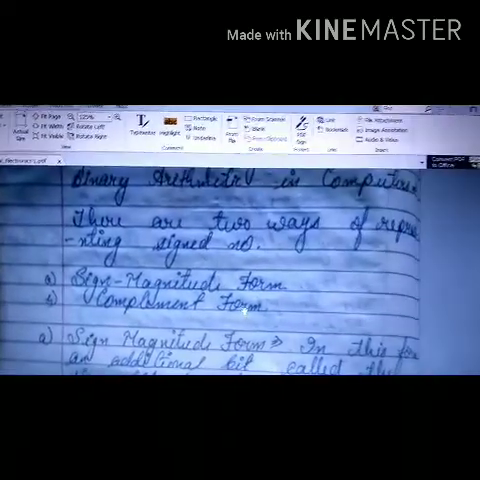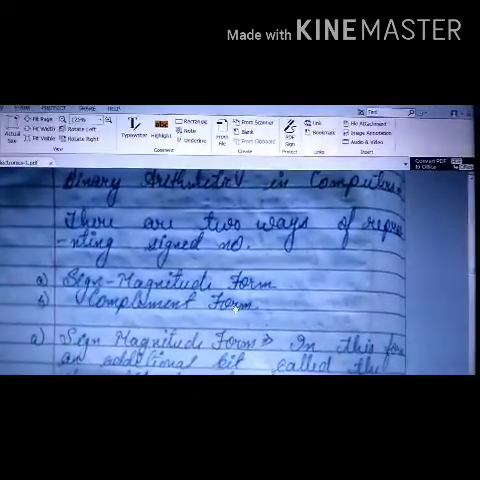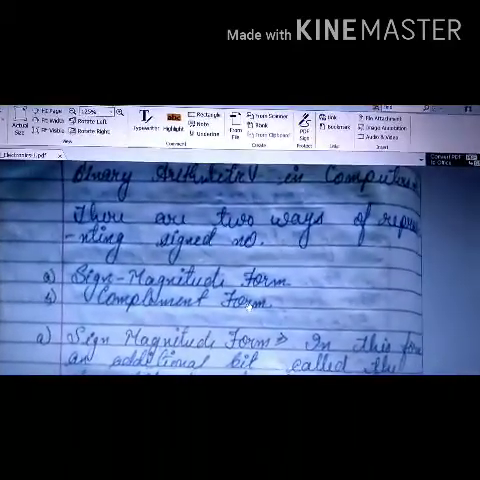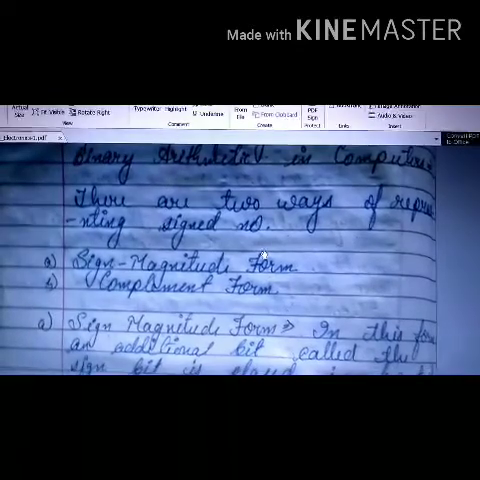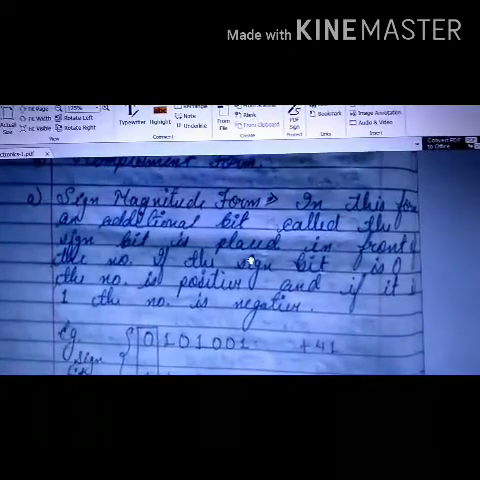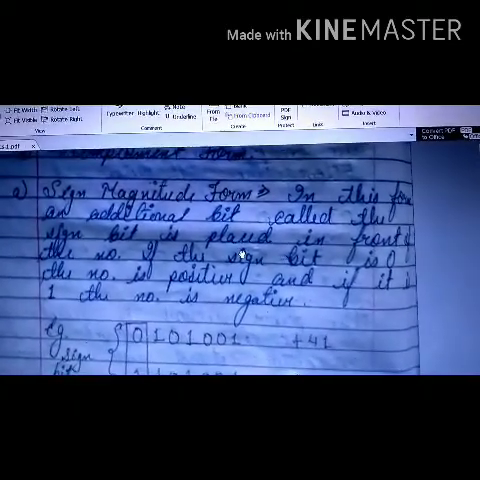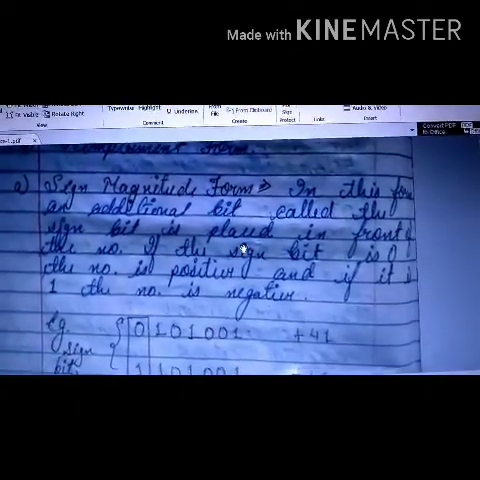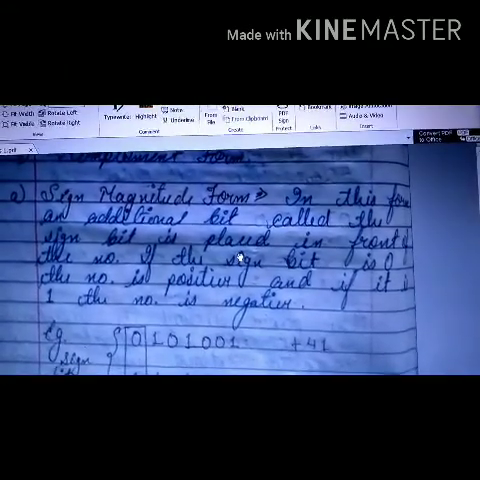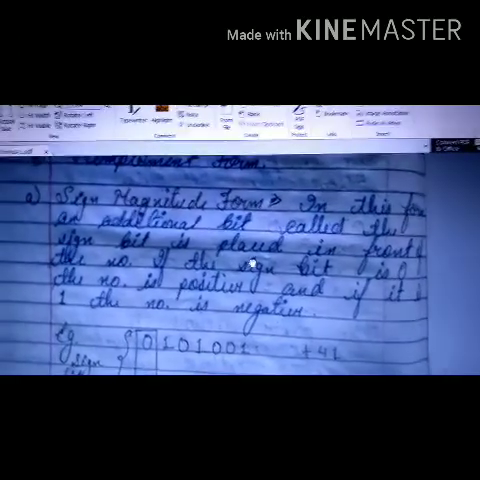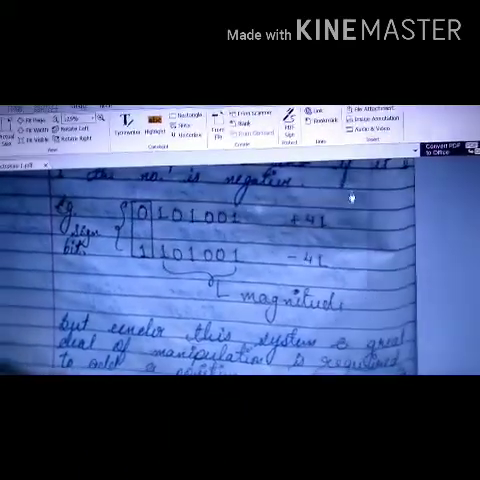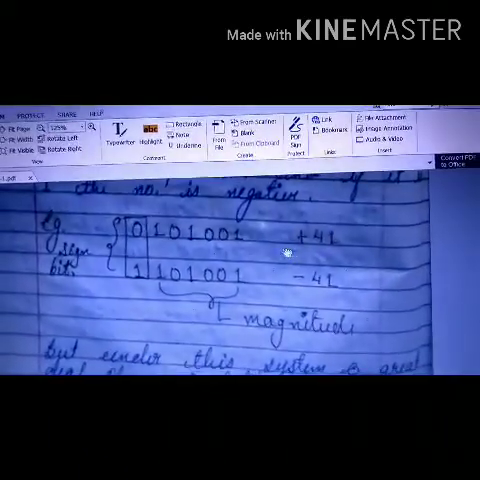Now, there are two ways to represent a signed number, that is negative or a positive number. One is a signed magnitude form and one is the complement form. Okay, so sign and magnitude form. In this form, an additional bit called the sign bit is placed in front of the number. If the sign bit is 0, number is positive, and if the sign bit is 1, then the number is negative. An example for the present case is this, which we have shown here, 41.